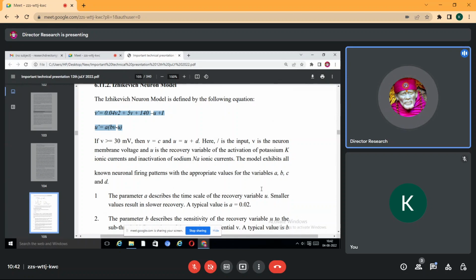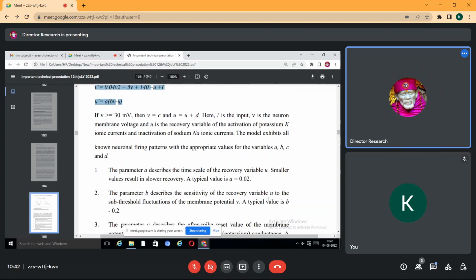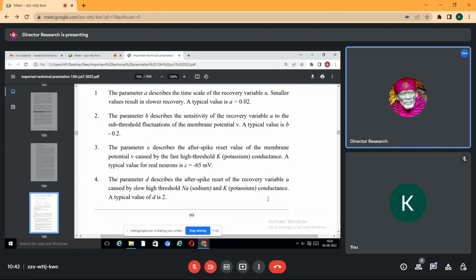In those equations, parameter A describes the time scale of the recovery variable U. The parameter B describes the sensitivity of the recovery variable U. Parameter C describes the after-spike reset value of the membrane potential V caused by the fast high-threshold K. Parameter D describes the after-spike reset of the recovery variable U.